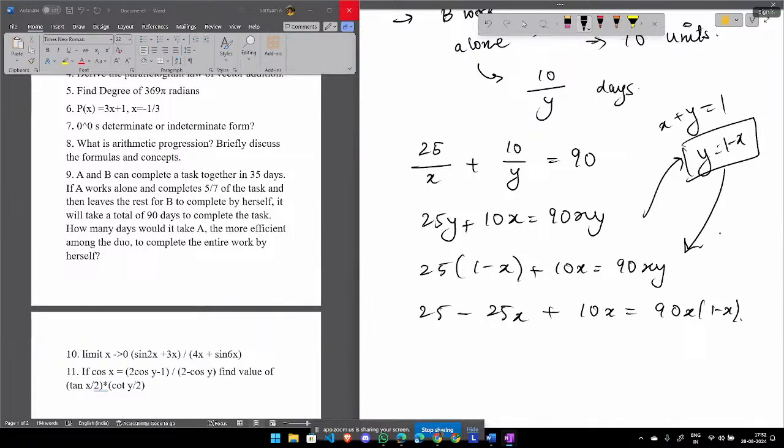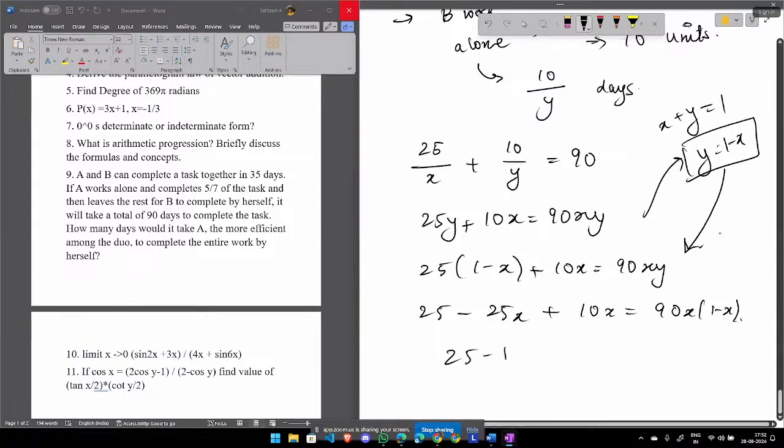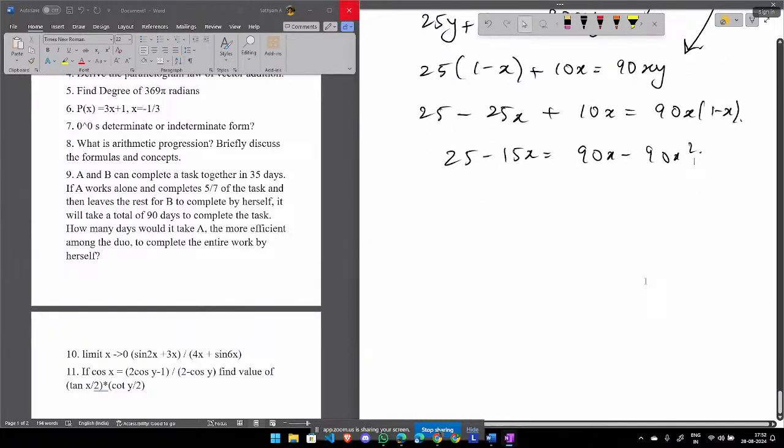Let's move again. Now, what will I get over here? 25 minus 25x plus 10x. So 25 minus 15x is equal to 90x minus 90x square. Okay, so I'll simplify the equation. So finally, once you solve it, what will you get? You will get 90x square minus 75x, no, it would become plus. Excuse me, just a second. Okay, you'll get 90x square minus 105x plus 25.